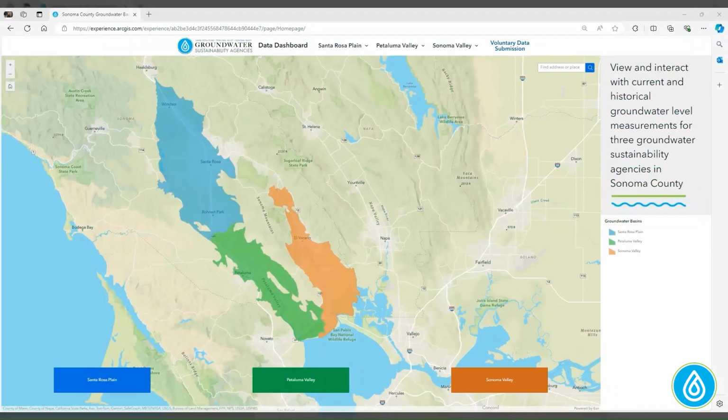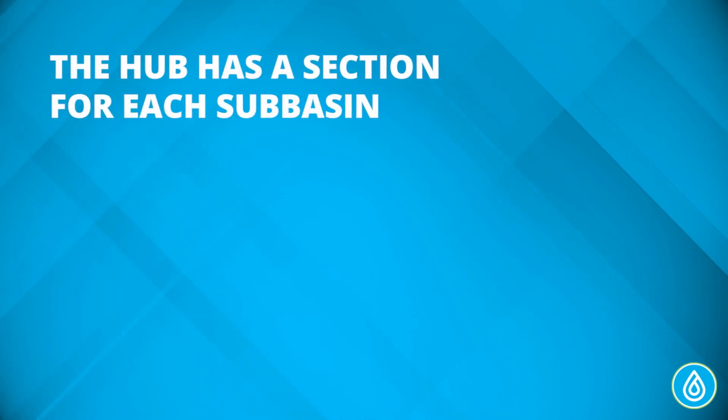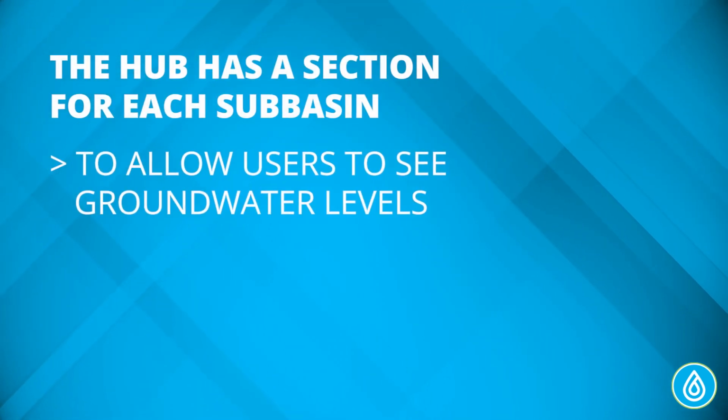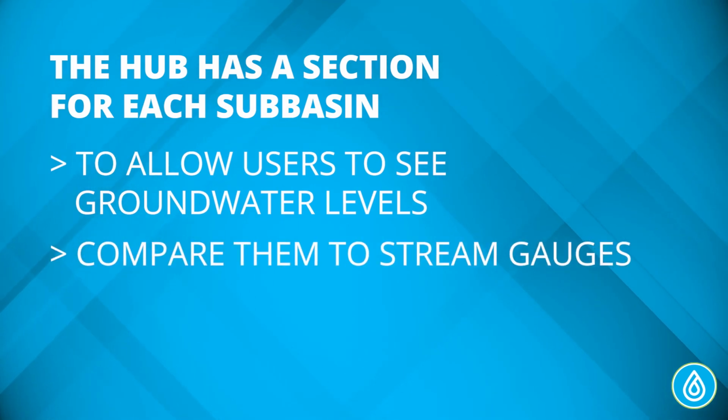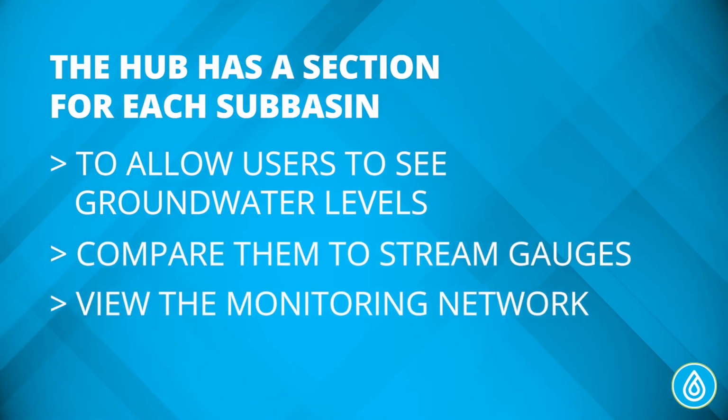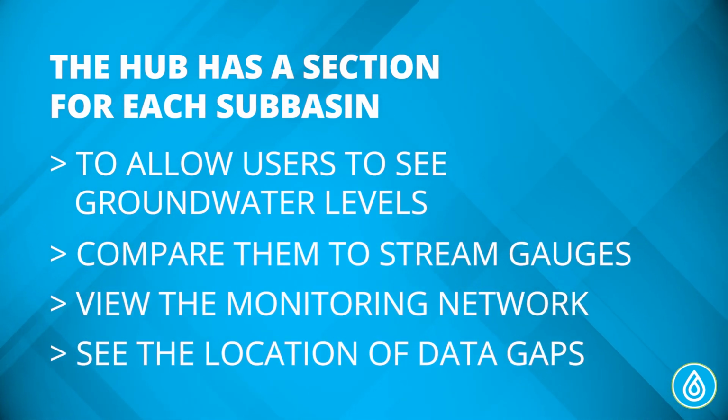When you arrive to the data dashboard, you will see a map of all three subbasins as I'm showing here. The Hub has a section for each subbasin to allow users to see groundwater levels, compare them to stream gauges, view the monitoring network, and see the location of data gaps.